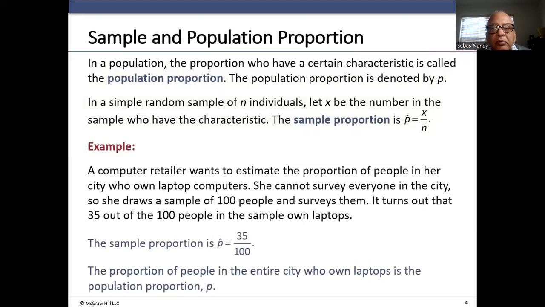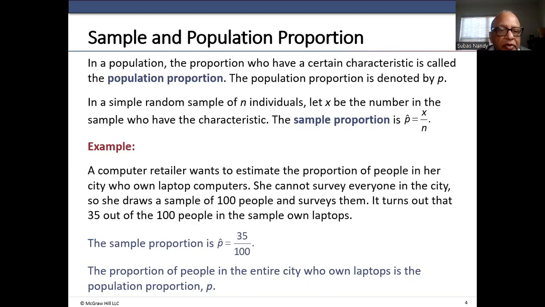In a population, the proportion who have a certain characteristic is called the population proportion. The population proportion is denoted by P. In a simple random sample of n individuals, let X be the number in the sample who have the characteristic that we are looking for. The sample proportion is given by P with a hat on top, called P hat. It is X, the number of successes, the number of people who have the characteristic in a sample of size n. So P hat is given by X over n.